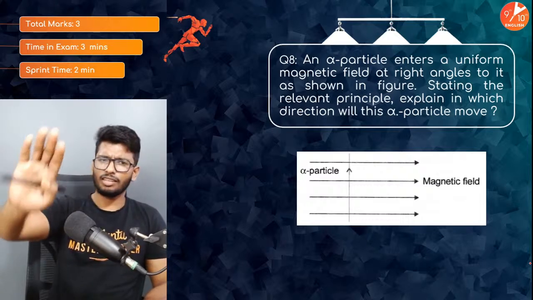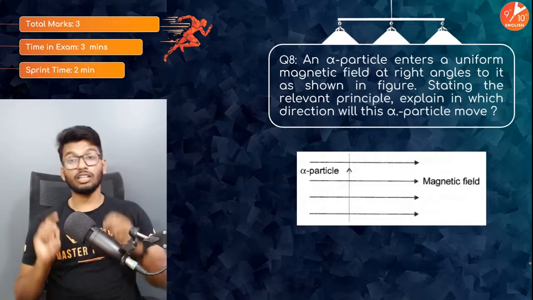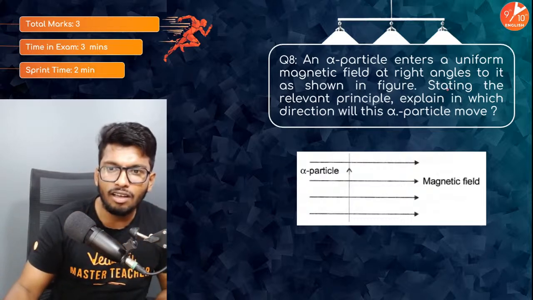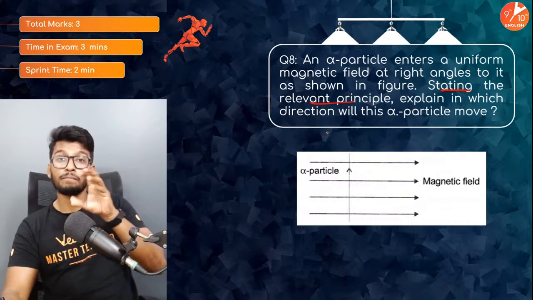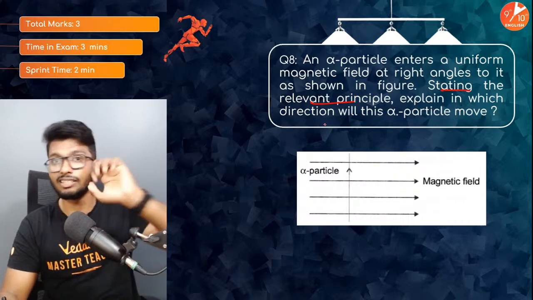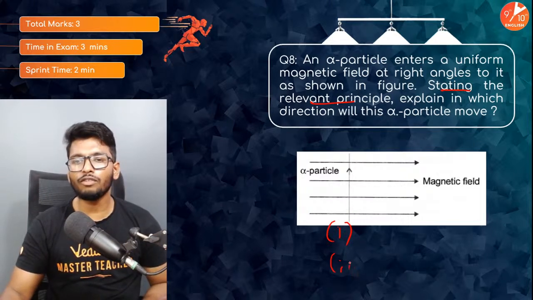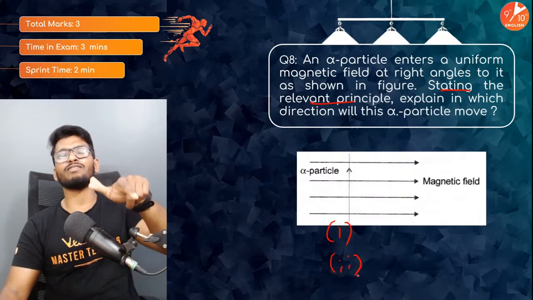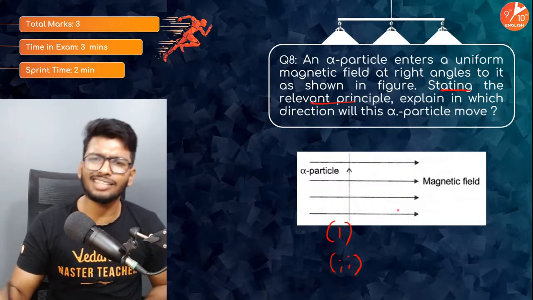Now, see guys, it's a 3-mark question. There are 2 parts to it. First of all, you have to state which principle is applicable in this case. That's the first part of the question. The second part is, you have to figure out in what direction this alpha particle is going to deflect. Got it? Simple question. Okay, let's start with the first part.